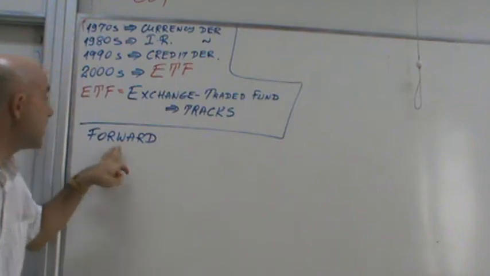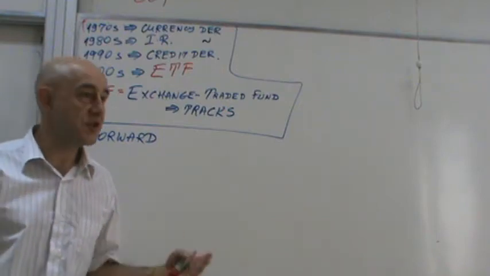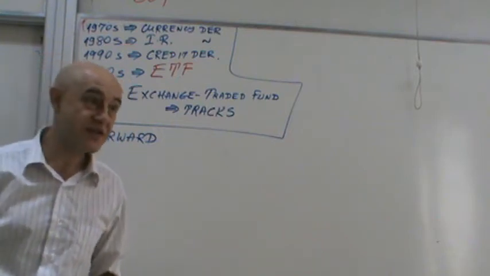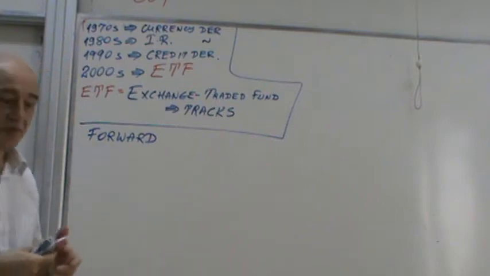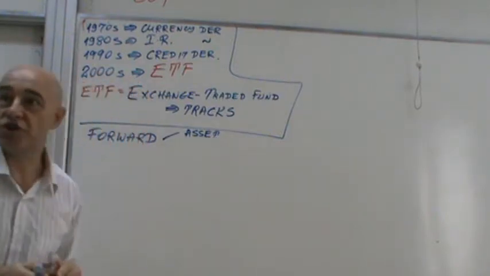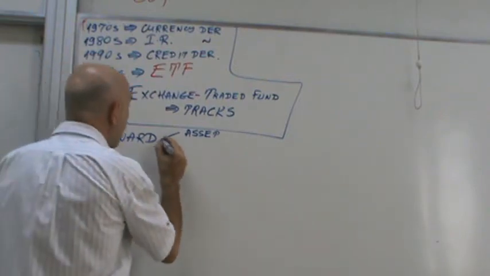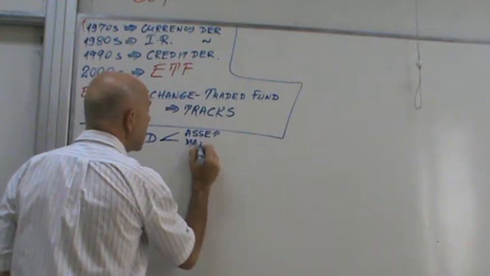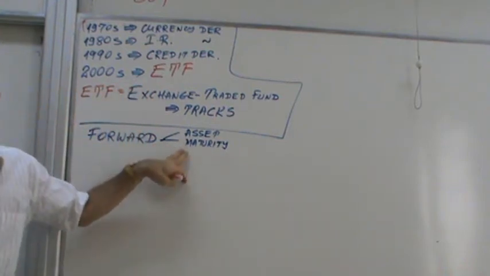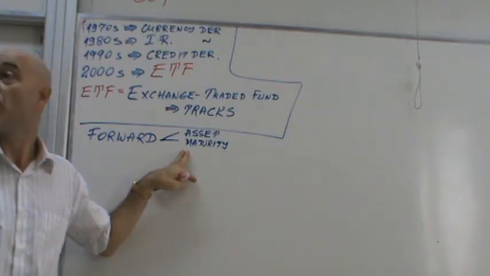A forward is simply an agreement today to make a transaction sometime in the future. The transaction will be to buy or sell some other asset. A forward will have a particular asset. We'll exchange a currency, a stock, a bond, gold, a commodity, whatever. A forward will have a maturity. We'll exchange it after 3 months. We'll exchange it after 6 months. We'll exchange it after 1 year.